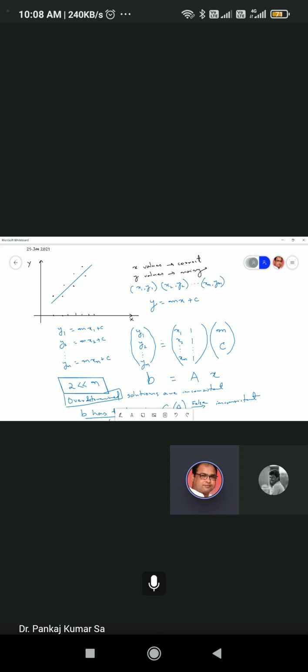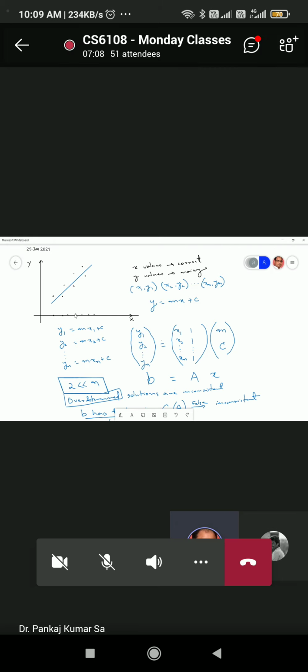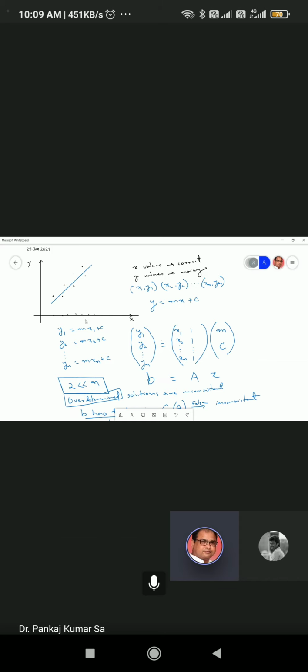In the last class, we started with a set of points. We deliberately took the x-axis values, the abscissa values, in discrete intervals, and those are the correct values. And the y-axis values we took as noisy ones, and we tried to fit a line so that the line represents the data points in the best possible way. So that is what I wrote here. X values are correct, Y values are noisy, and these are the set of data points.